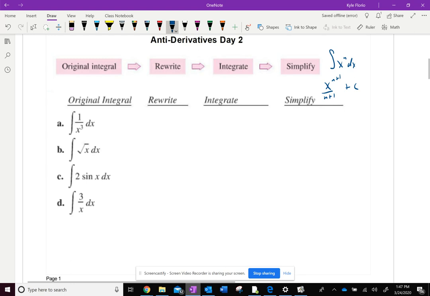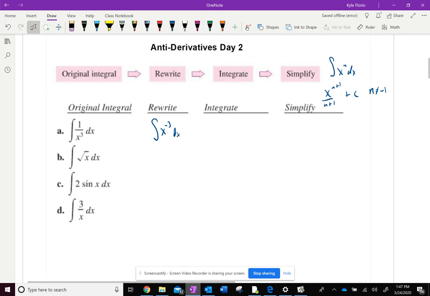Let's see. By the way, this also only applies if n is not -1. We'll see why in a second. So 1 over x to the third, that's really the same thing as x to the -3 dx. Writing it like that helps because now I have the power rule I can use if I just need to take my exponent and add 1 to it. -3 plus 1 is -2, so it's going to be x to the -2 over -2 plus some constant c.